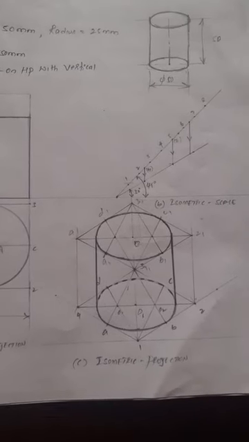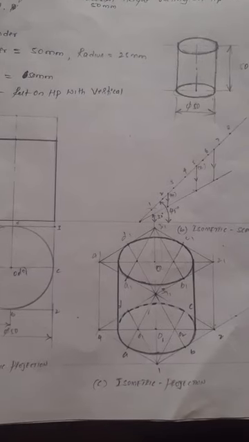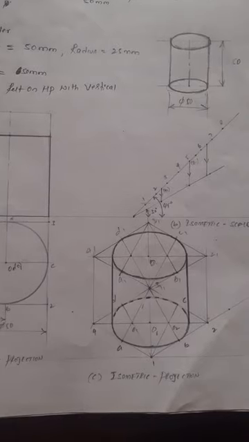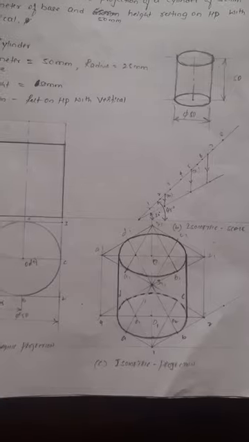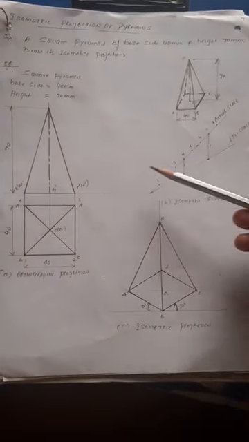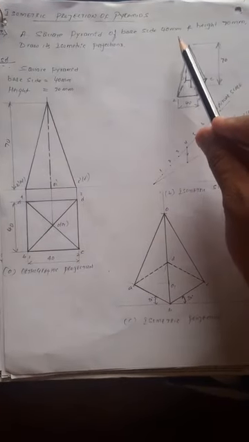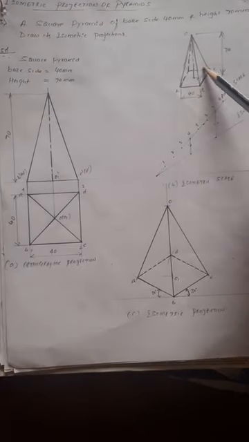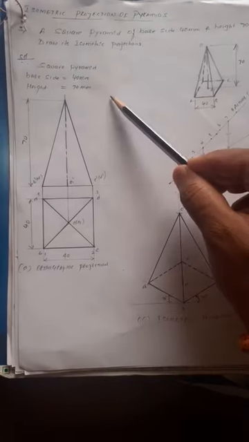Try to solve these three solids: one is a pentagonal pyramid, second is a cone, and third is a cylinder. And one more also try, that is a square pyramid. It is easy to construct because it is a square pyramid, with base side 40 mm and height 70 mm. Draw its projection. The base is a square, the apex is there, the base side is 40 mm, and the height is 70 mm.